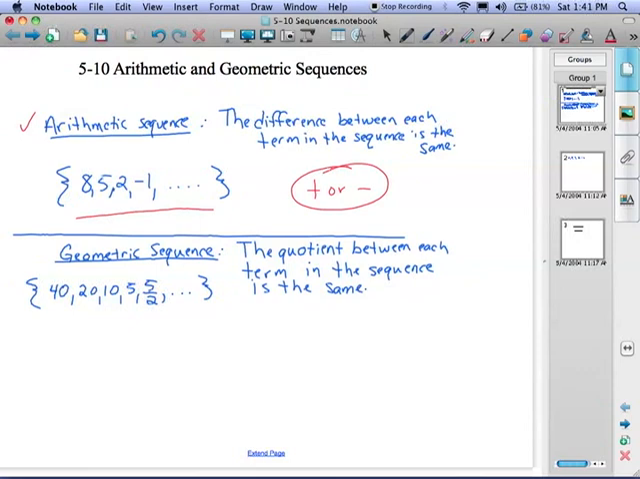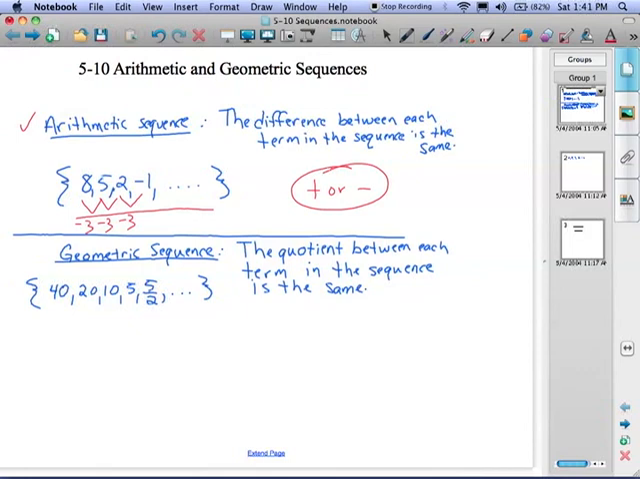So if we look at our list, to get from 8 to 5, -3. To get from 5 to 2, -3. To get from 2 to -1, -3. In your work, you're going to have to decide first what kind of sequence a list is, and then you're going to have to find the next term or the next 3 terms in the sequence. So that is an arithmetic sequence.